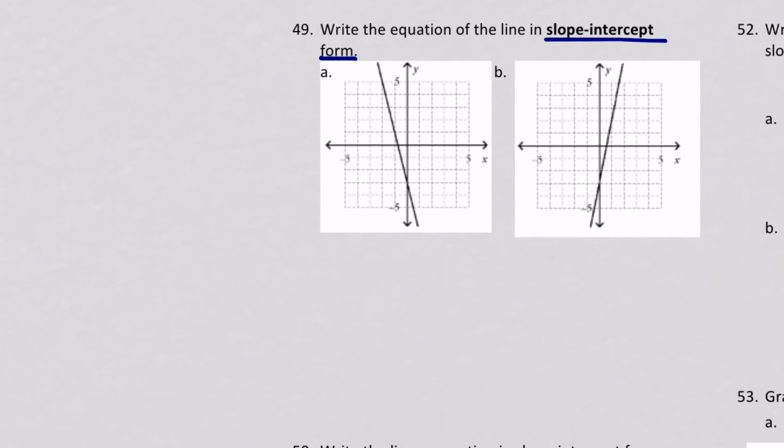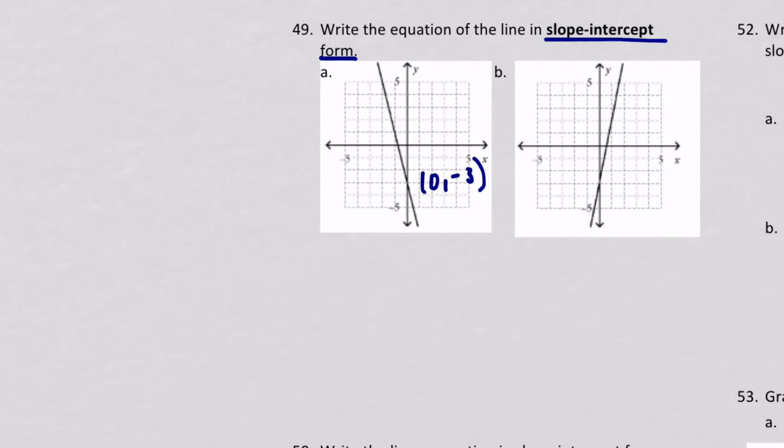Okay, so part A, let's write it in slope-intercept form. The first step in either way is to find the slope. So the first thing you need to do is find the slope, and so that means that you need to find 2 points on this line. So I see 1 point right there right away. Okay, you should be able to see that one. It's (0, -3). (0, -3) for that one.